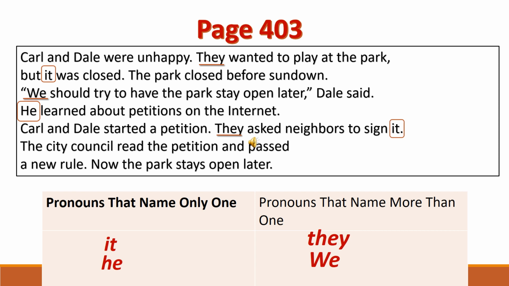Okay, let us check your answers. So we have it and he on the left side of your chart. So those are used to name only one noun. While on the other side, we have pronouns that name more than one. We have they and we. Is it clear? Okay. Now let us move on to your next activity.